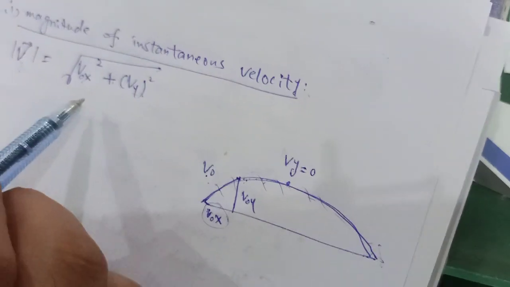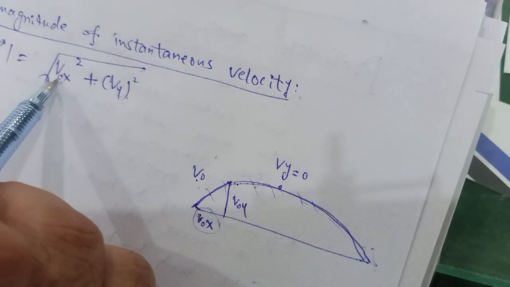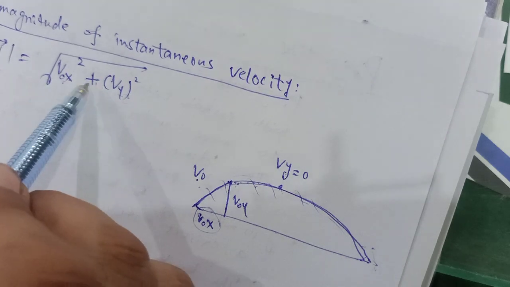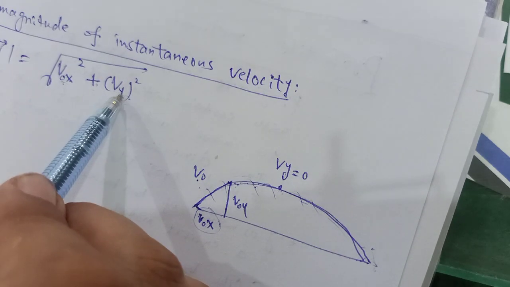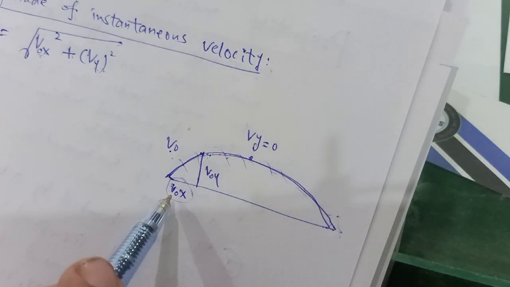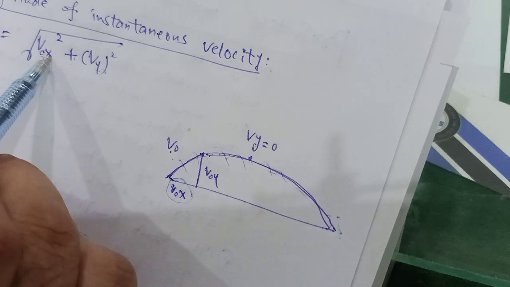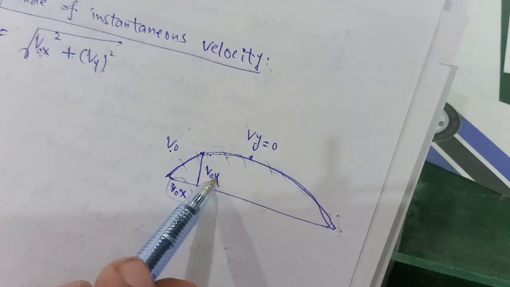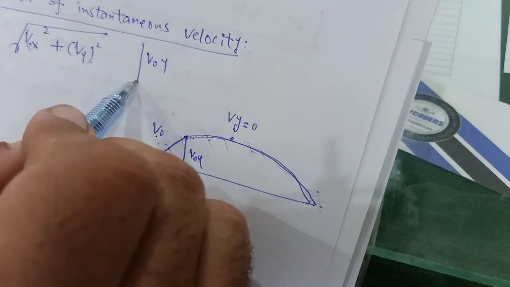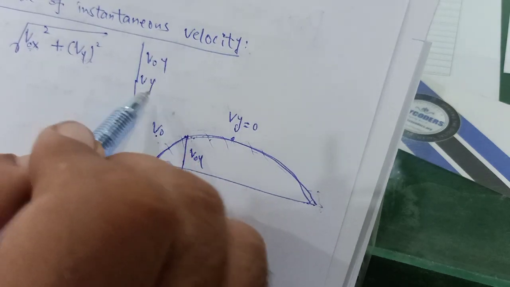Right? Now note the point that we write v naught x with the x component, but we don't write v naught y. The reason is that the x component remains constant throughout the journey, but the y component keeps on changing. So the initial y component of velocity is V0y. After some time, its velocity becomes Vy.